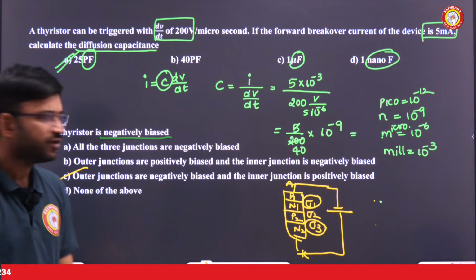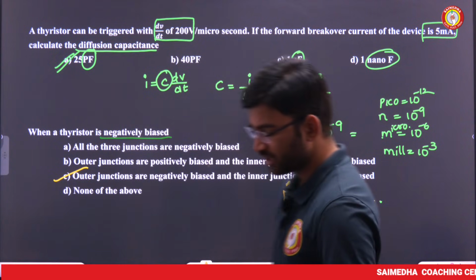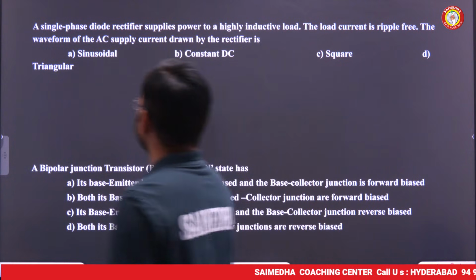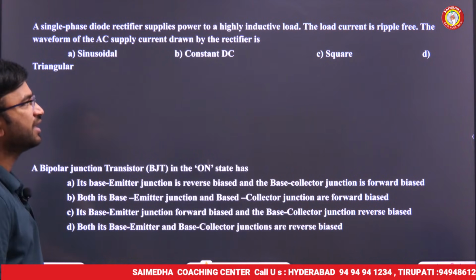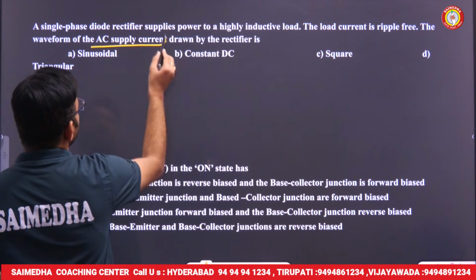Inner junction is forward biased. So the answer will be C, sir. Answer will be C. Try to go through the next question, sir. A single phase diode rectifier supplies power to a highly inductive load. The load current is ripple free current. The waveform of the AC supply current will be.